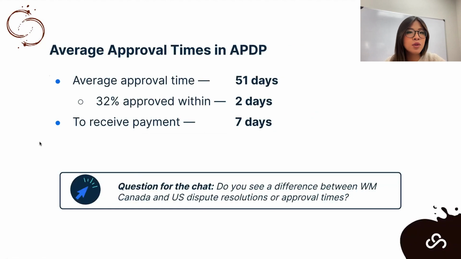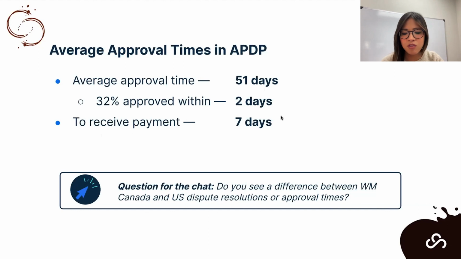So again, very similar between Walmart U.S. and Walmart Canada. We thought this would be some interesting information to share. This is what we've seen overall in APDP. Average approval time is about 51 days, so from the time you submit a claim to the time it actually gets approved and reviewed by Walmart is about 51 days. We have seen about a third get approved within 2 days, because APDP does have an auto approval process. If it's going to be approved, it gets approved within that auto approval process in about 2 days. And after you've received that approval, it then takes about 7 days to actually get payment.